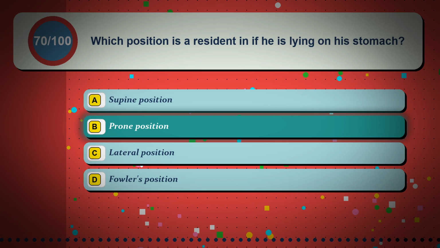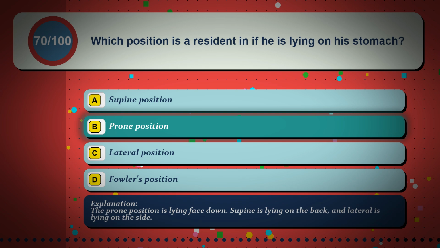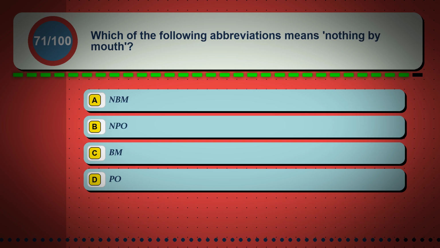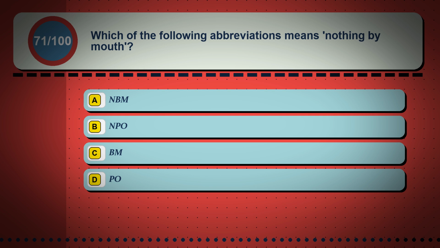The correct answer is option B, prone position. The prone position is lying face down, supine is lying on the back, and lateral is lying on the side. Question 71. Which of the following abbreviations means nothing by mouth? Option A NBM, option B NPO, option C BM, option D PA.